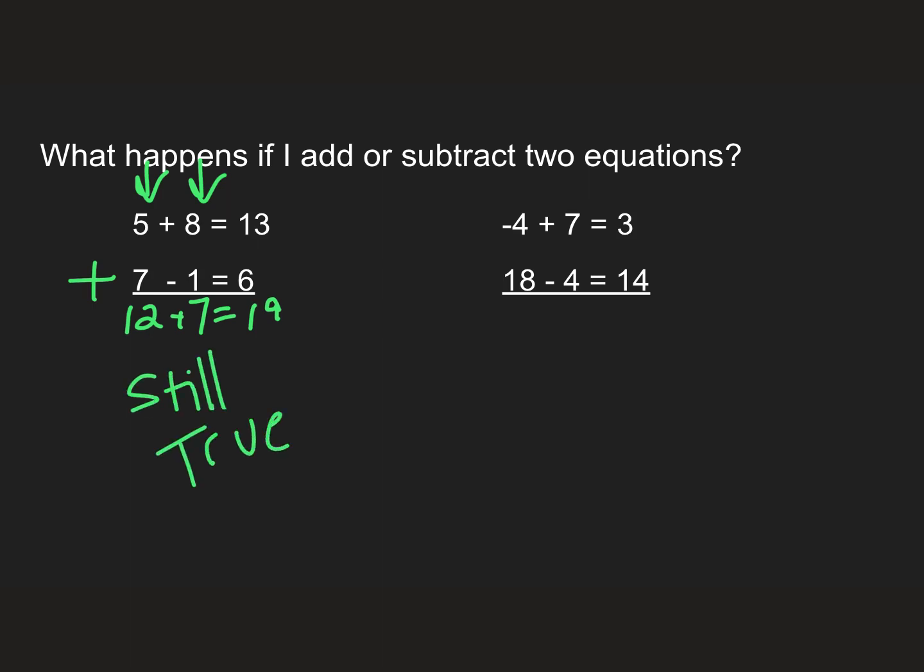Well, what happens if instead of adding them, I subtract them? Negative 4 minus 18 is negative 22. 7 minus negative 4 turns into 7 plus 4, which is 11. And 3 minus 14 is negative 11. Again, this is still a true statement.